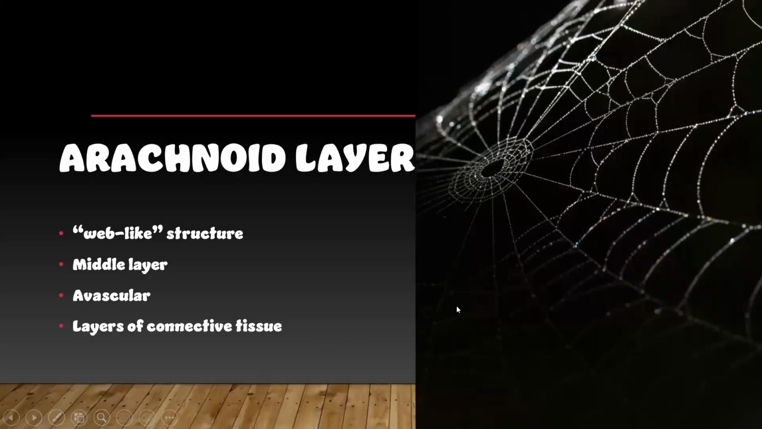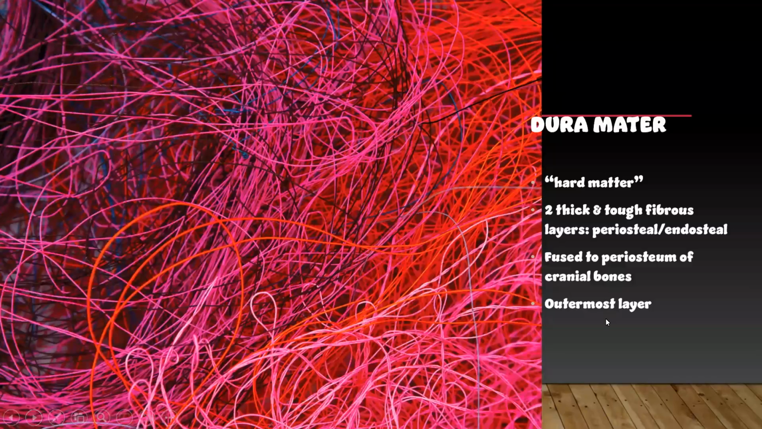Next is the arachnoid layer, aptly named, as it is a web-like structure of layers of connective tissue that are avascular. And finally, the outermost layer of the meninges is the dura mater, which means hard matter. This is made of two thick, tough, fibrous layers called the periosteal and the endosteal. And this is a layer that's fused to the periosteum of the cranial bones.